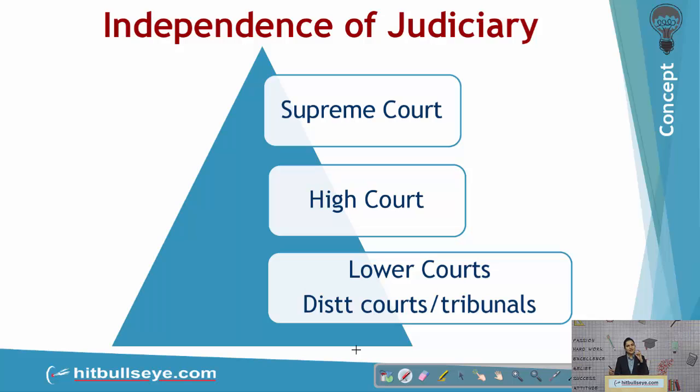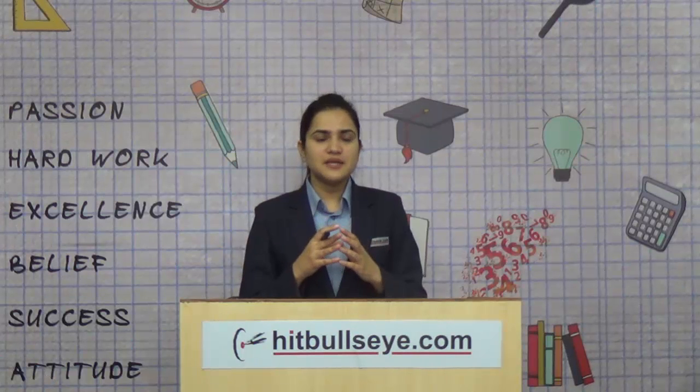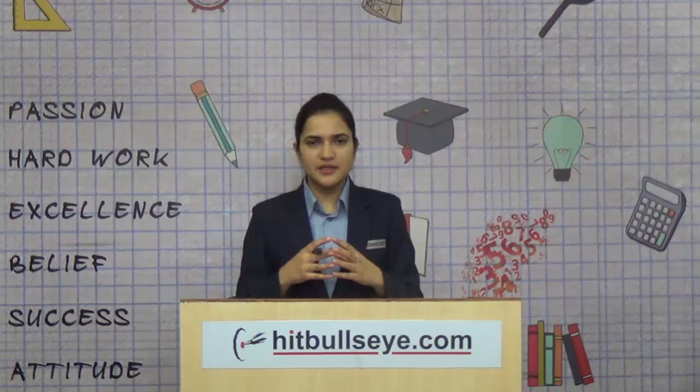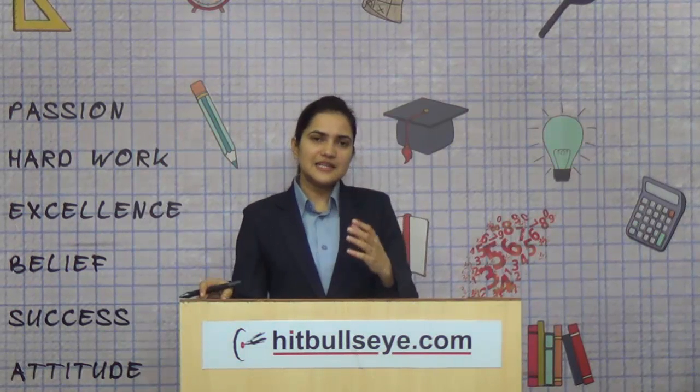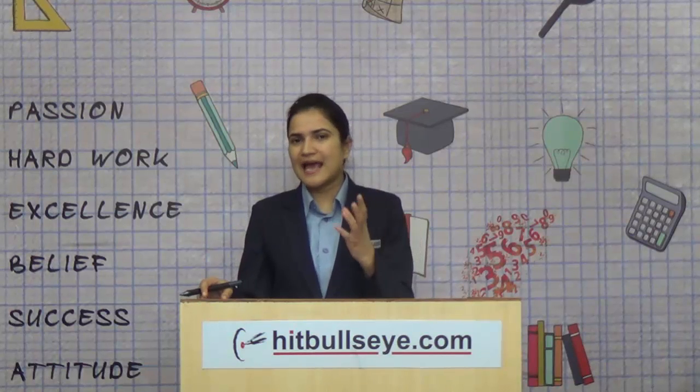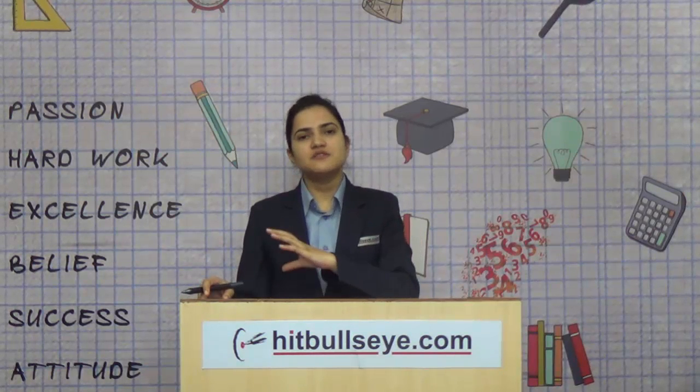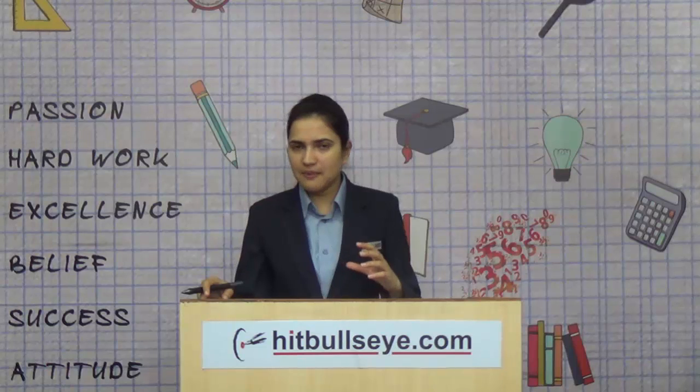We not only have an independent judiciary, but we also have an integrated judiciary. So that means the Supreme Court is at the top, followed by the High Court. Then there are lower courts and district courts and various tribunals. Tribunals are basically those courts which have been created to deal with a specific class of cases. Now, recently the National Green Tribunal has been in the news, and it is specifically taking up environmental matters.